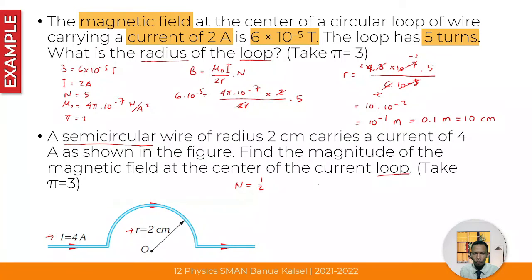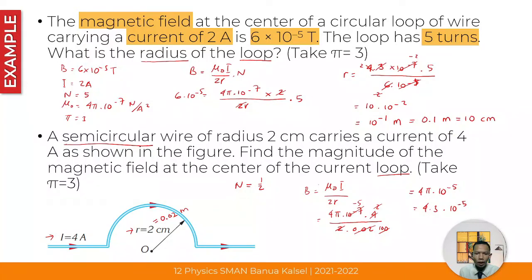Using the equation for a loop, B equals mu 0 I per 2R, we can put the numbers into the equation. Don't forget mu 0 is 4 pi times 10 to the power of minus 7, I is 4, per the radius, which is 2 centimeter, or 0.02 meter. 2 times 0.02, so 2 and 4 give 2, and this gives 100. So we will have 40 times 10 to the power of minus 7 over 100, which is minus 5. And if we change pi to 3, we get 10 to the power of minus 5.